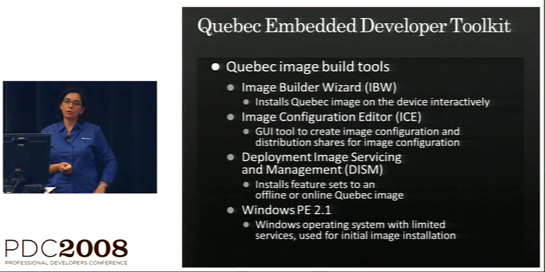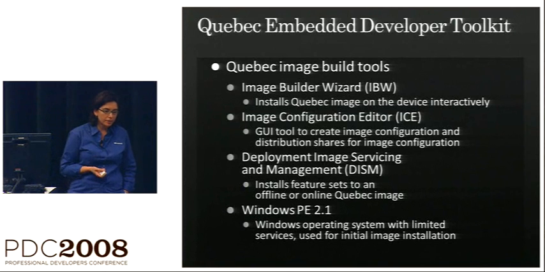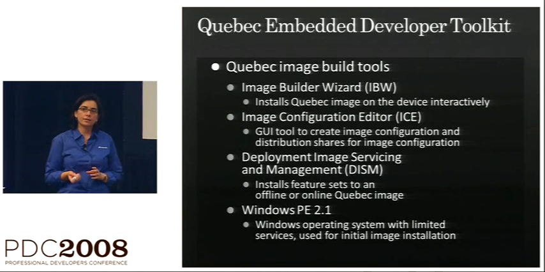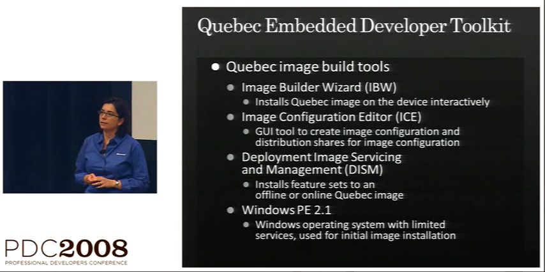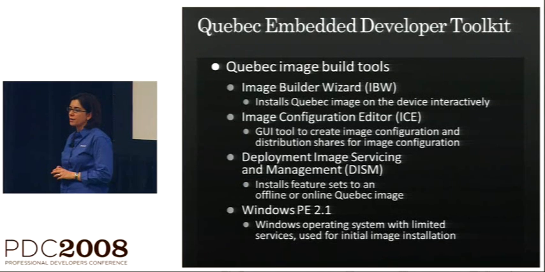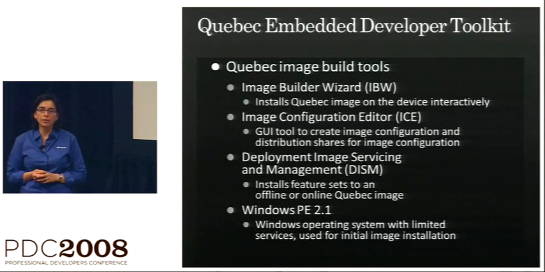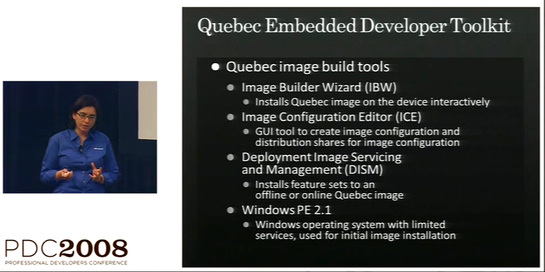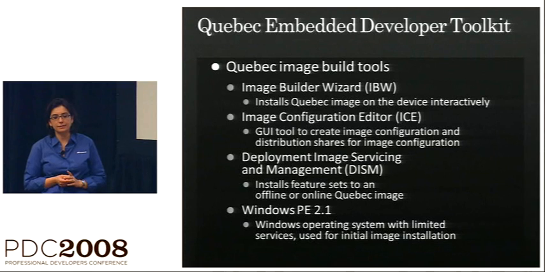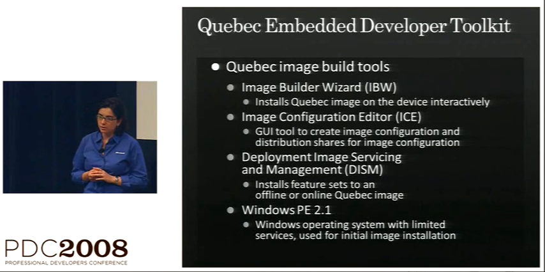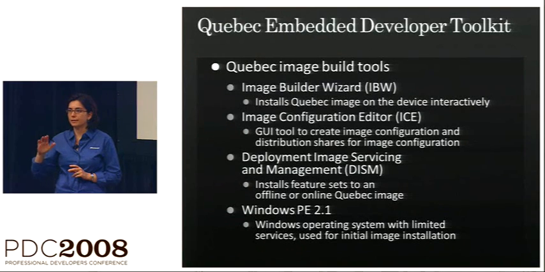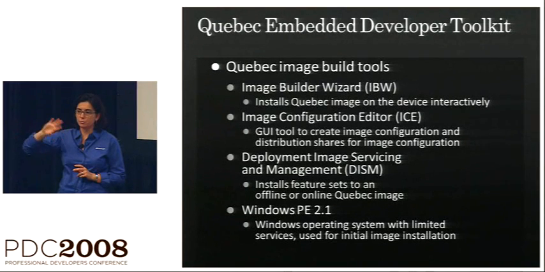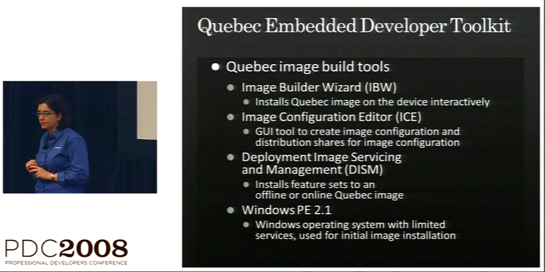The next tool is Deployment Image Servicing and Management. If you're familiar with Windows Automated Installation Kit or OEM Pre-Installation Kit, you will see this tool in that kit as well. So this is a tool that we're sharing with them, and it's a great command line tool. Think of it as the new version of Package Manager, and it does a whole bunch of things. It installs packages, for example, or feature sets, online or offline on a Quebec image post-build. So that's the tool that I was talking about that enables all those great installations of language packs and feature sets on images in the field.